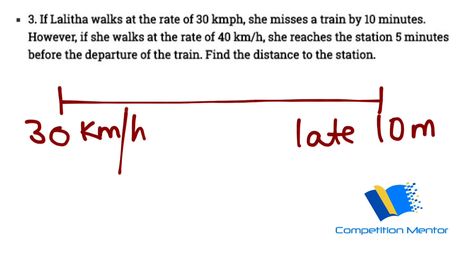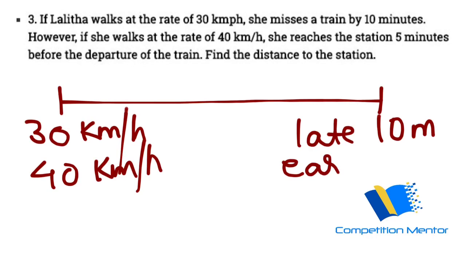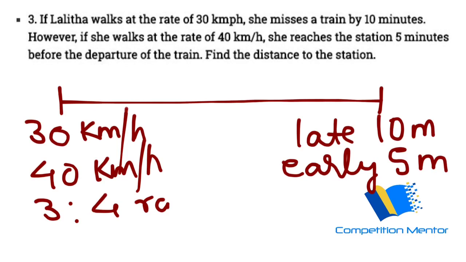Now if she walks at the speed of 40 km per hour, she reaches the station 5 minutes before, like early, right? Early by 5 minutes. So this is the question that is given to us briefly. Now we have to find the distance to the station. This question is almost similar to the previous ones. If you find the ratio between the speeds, it will be 3:4. That is the ratio of speed, right?